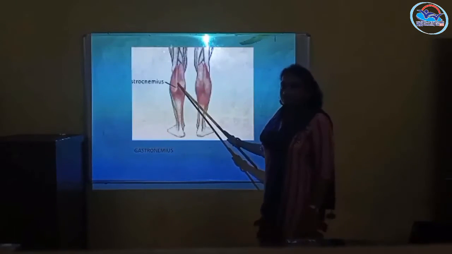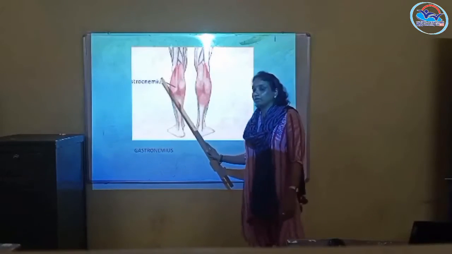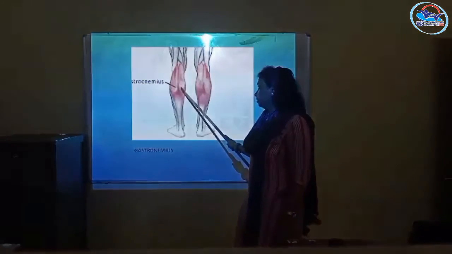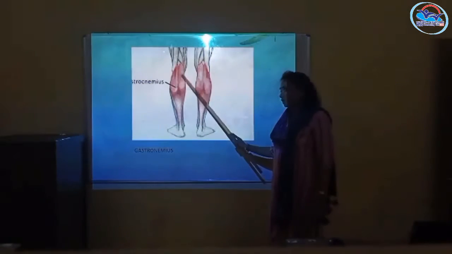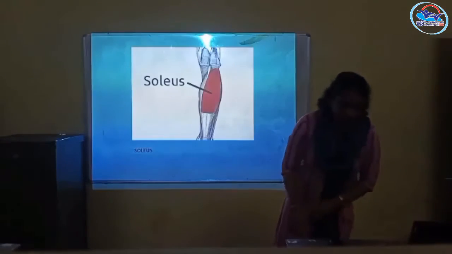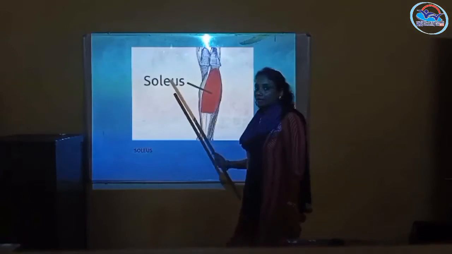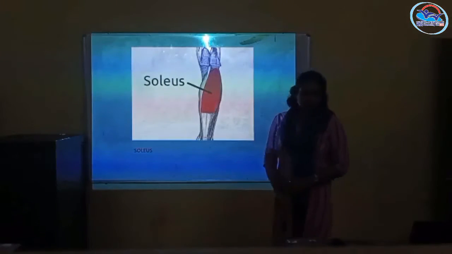This one is gastrocnemius. We also call it the calf muscle, but the scientific name is gastrocnemius. On the posterior side of our lower leg, you can see the gastrocnemius muscle. Beside the gastrocnemius muscle is the soleus muscle.